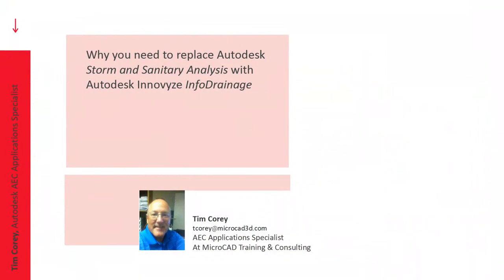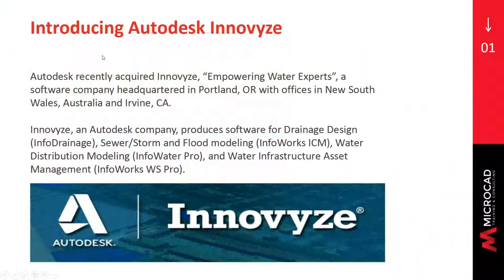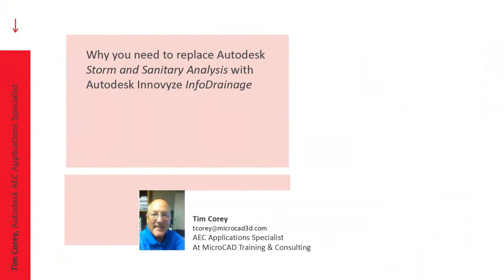I'm an AEC specialist here at MicroCAD, very well versed in Civil 3D and infra works, etc. So today we're talking about reasons why you would replace your Autodesk Storm and Sanitary Analysis, which is drainage software that comes at no extra charge as part of your Civil 3D subscription or your AEC collection subscription, with the Autodesk InfoDrainage. InfoVise is the name of the company that they acquired; InfoDrainage would replace Storm and Sanitary.